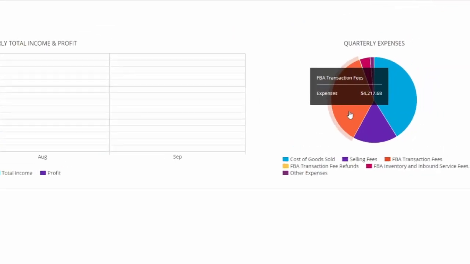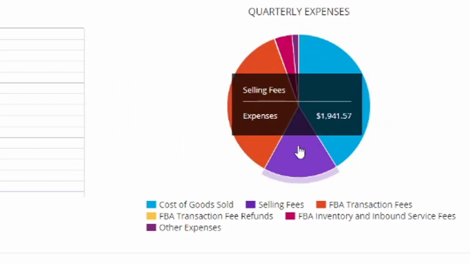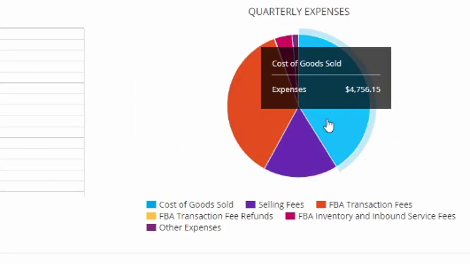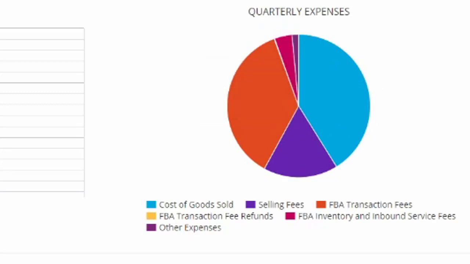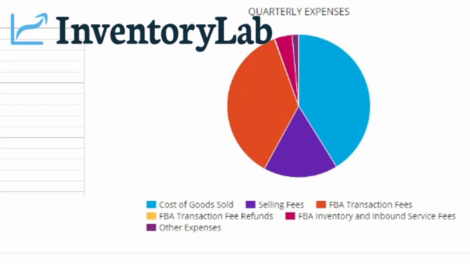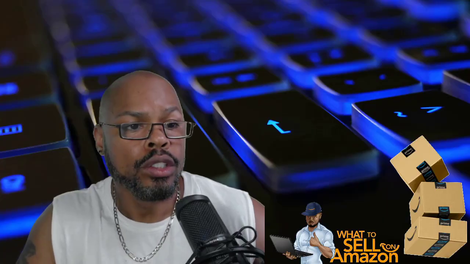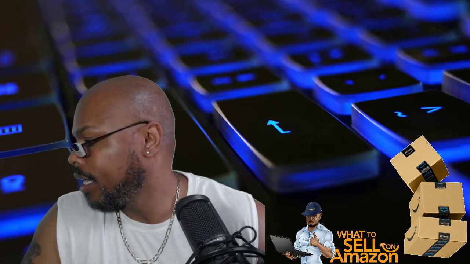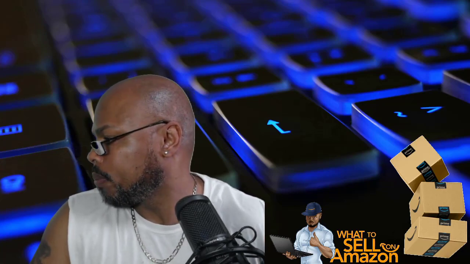What kind of fees? If we look over here, look at your FBA transaction fees, your expenses, cost of goods, things like that. That's why I love this software, which is actually called Inventory Lab, incidentally. But this is just to show you a little bit about what we're doing, so that you really understand what kind of profit you can realistically expect to keep.